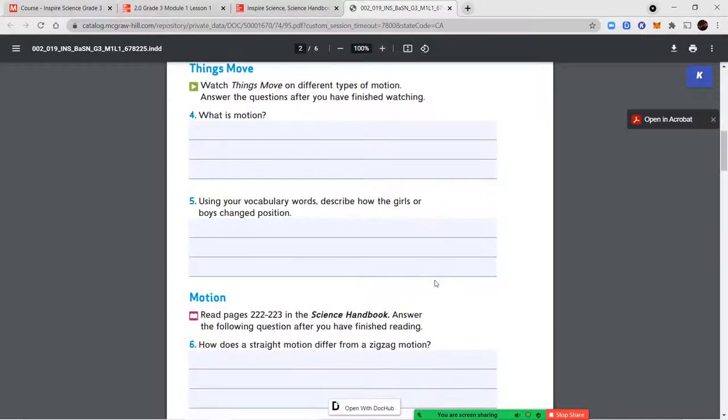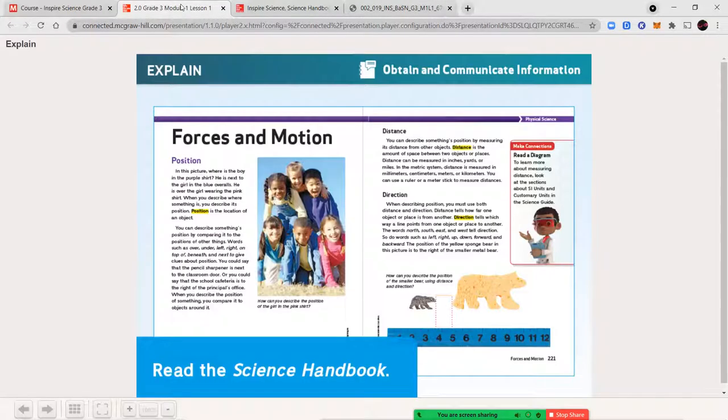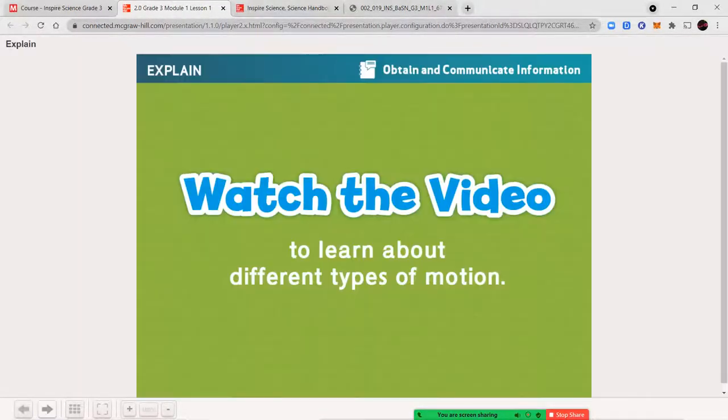On page 10, we're going to watch a short video called Things Move on different types of motion, and we're going to answer the questions. The questions we're going to look at are number four, what is motion? And number five, using your vocabulary words, describe how the girls or boys changed position. So let's go ahead and jump back over here, and we're going to watch the video together.